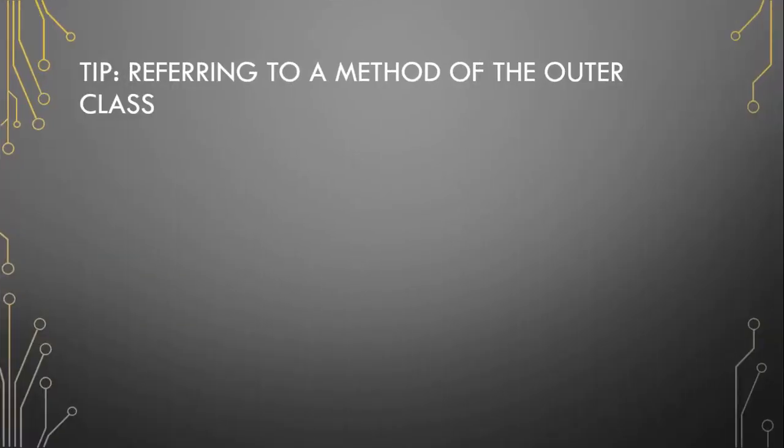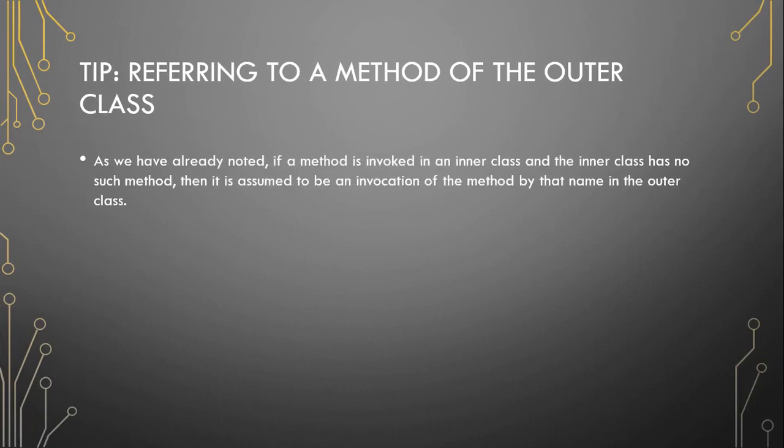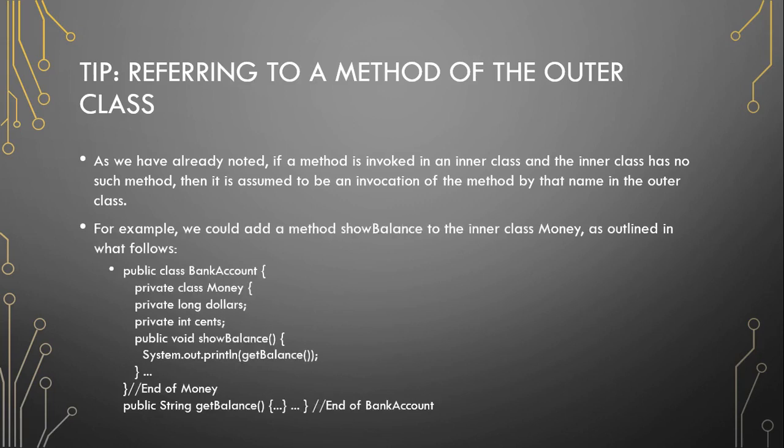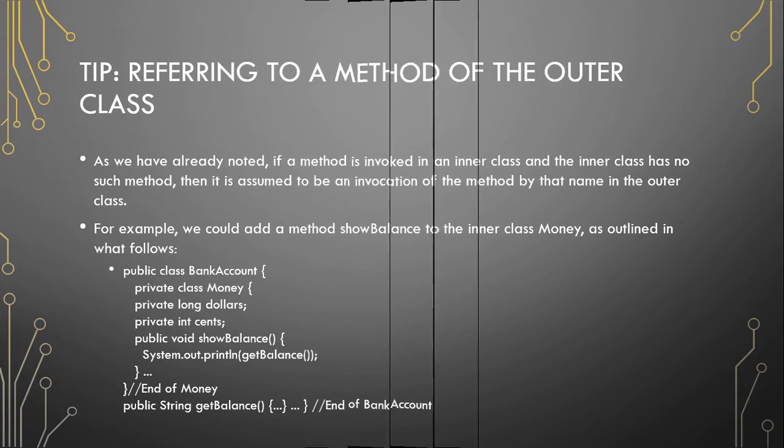Now, here's a quick tip when you're referring to a method of the outer class. As we've already noted, if a method is invoked in an inner class and the inner class has no such method, then it's assumed to be an invocation of the method by that name in the outer class. So, for example, we could add a method called showBalance to the inner class money as outlined in what follows. Public class bank account, private class money, private long dollars, private cents, public void showBalance, system out print line, get balance. And then we have a public string get balance, which simply would display that out.